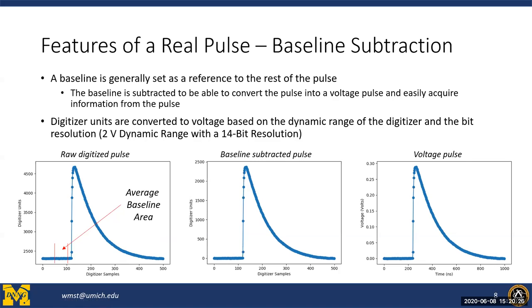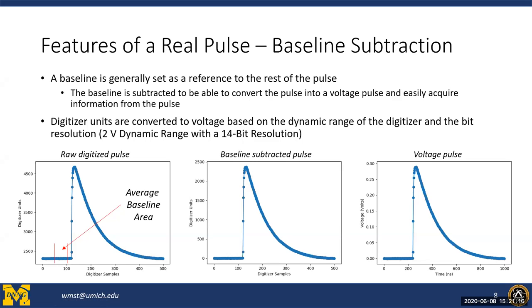And this does two things for us. One, it allows us to convert this pulse to voltage very easily. And then it also allows us to pick off our pulse amplitude and determine our pulse integral very easily. I'll talk about those in just a moment. So you can see we have our baseline subtracted pulse. Now you notice here we have these units of digitizer units. And digitizer units aren't by themselves necessarily that useful. We want to be able to convert those to a standard parameter, in this case, voltage. So to do that, we look at the dynamic range and then the bit resolution of our detector. In this case, our dynamic range is 2 volts and our bit resolution is 14.